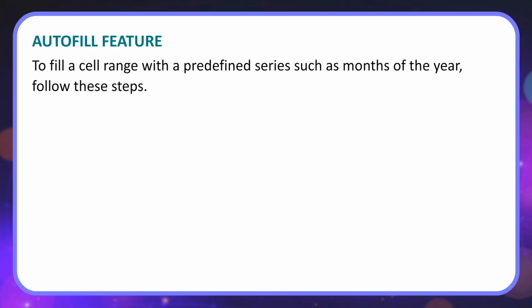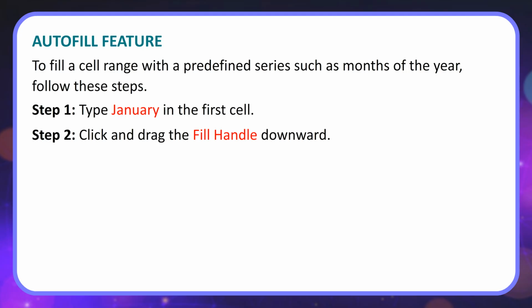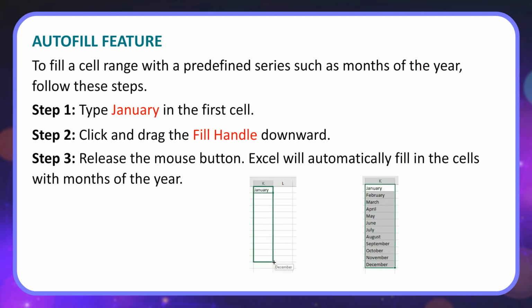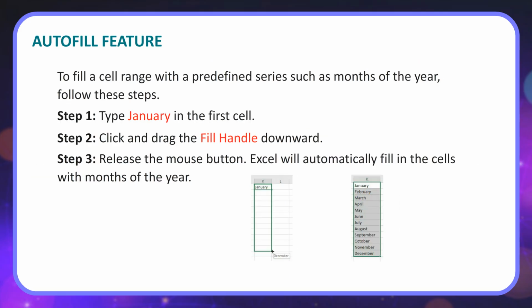To fill a cell range with a predefined series such as months of the year, follow these steps. Step 1. Type January in the first cell. Step 2. Click and drag the fill handle downward. Step 3. Release the mouse button. Excel will automatically fill in the cells with months of the year.